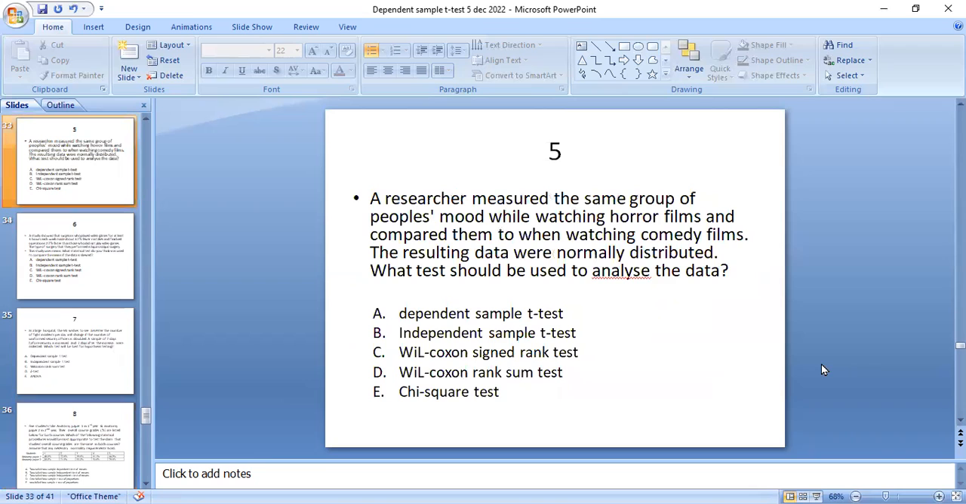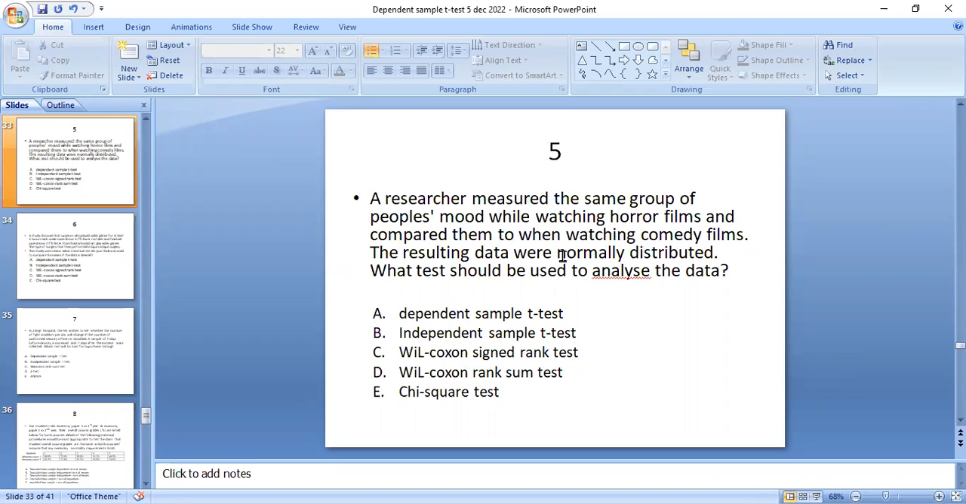Fifth MCQ is, a researcher measured the same group of people's mood while watching horror films and compared them to when watching comedy films. The resulting data were normally distributed. What test should be used to analyze the data? Whether dependent sample t-test, independent sample t-test, Wilcoxon signed rank test, Wilcoxon rank sum, or chi-square test?